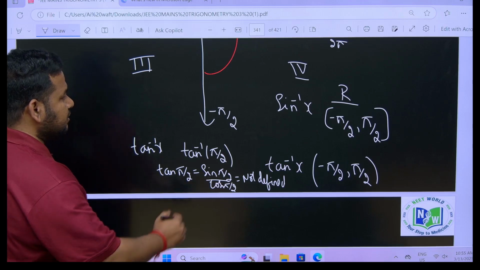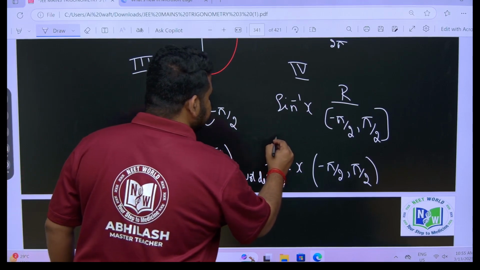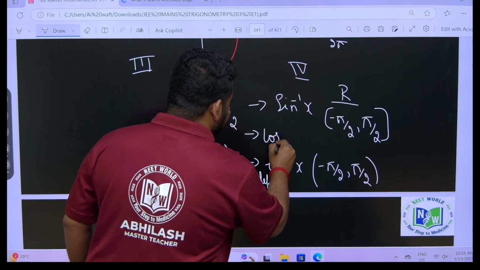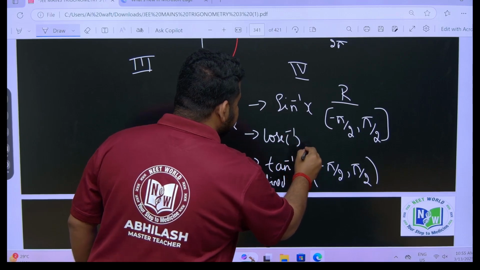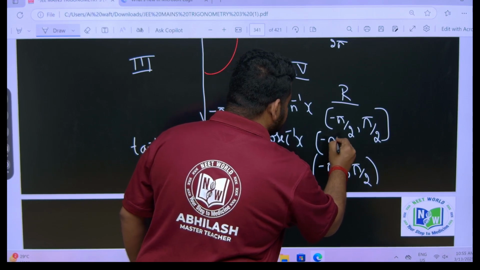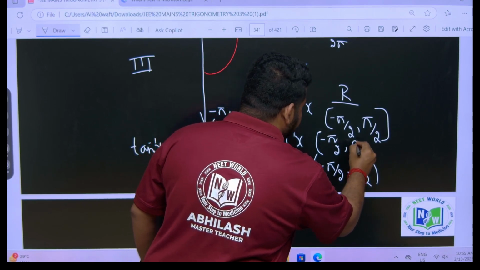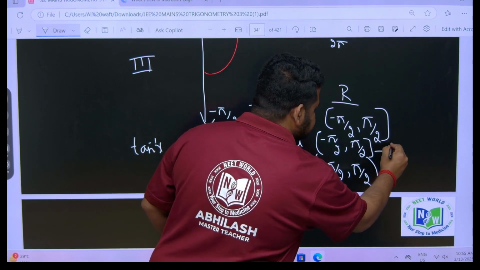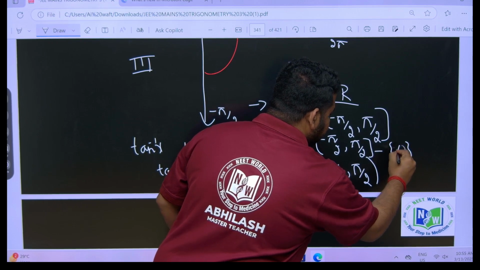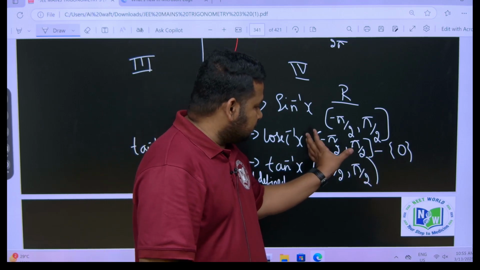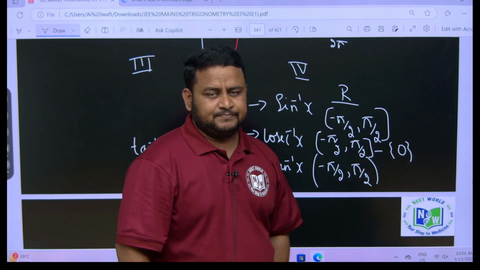Now let us look at cosec inverse of x. Its range is minus pi by 2 comma plus pi by 2, both are included, that is within the closed bracket, but only one angle we have to remove, that is angle 0. You should not be having angle 0. This is the complete range except the 0 angle.